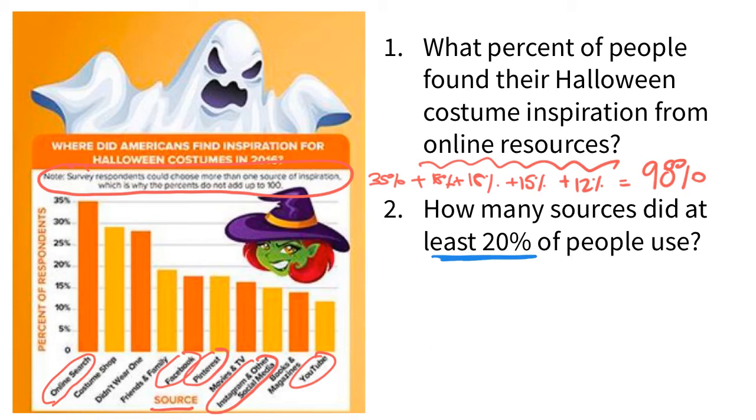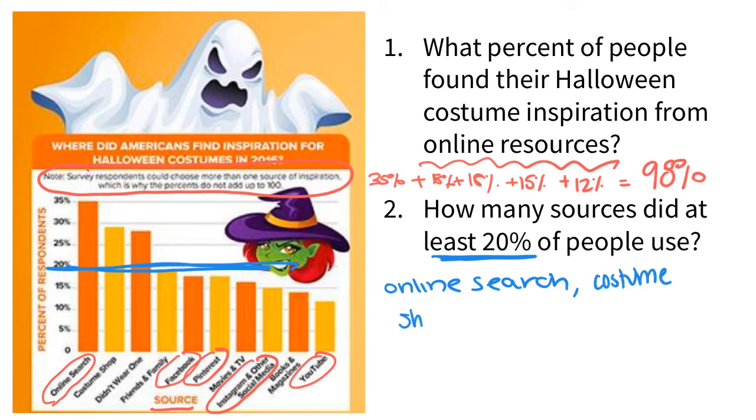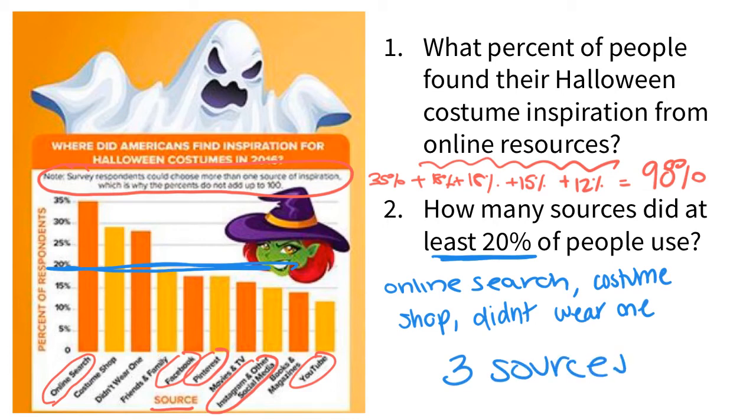So I am going to find this 20% line, and I'm going to draw this line across. And I'm going to look which sources were above 20%. And I see, well, it was online search, that's above 20%. Costume shop was above 20%. And didn't wear one was above 20%. So total, 3 sources had at least 20% of people using them to research their Halloween costumes in 2016.